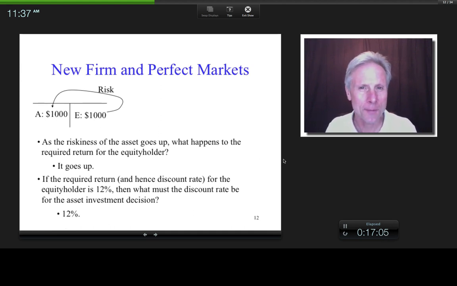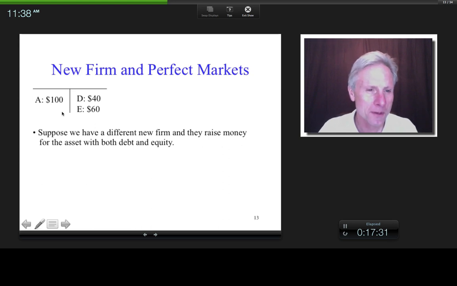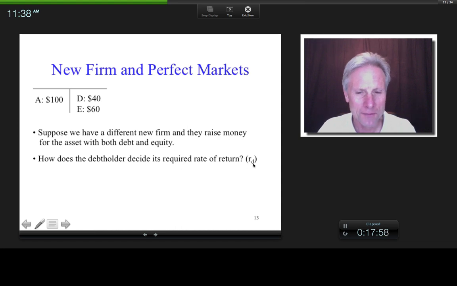Well, let's make things a little bit more complicated. Suppose we have now a different firm, so I've made up different numbers just to emphasize it. It's still a brand new firm. We're still in perfect market fantasy land, if you will. But in this case, instead of just equity, now we have debt and equity. So we've decided on $40 in debt and $60 in equity to spend it on something else. Maybe this is my strawberry stand. How's that? Okay. So here we have the debt holder.